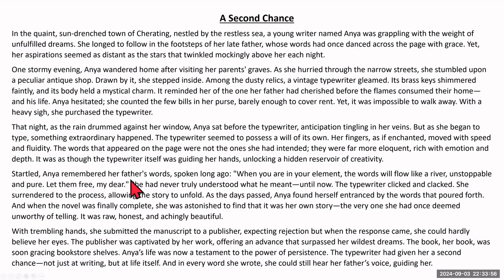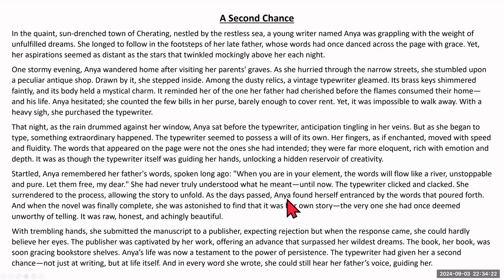Startled, Anya remembered her father's words spoken long ago. When you are in your element, the words will flow like a river, unstoppable and pure. Let them free, my dear. She had never truly understood what he meant until now. The typewriter clicked and clacked. She surrendered to the process, allowing the story to unfold.